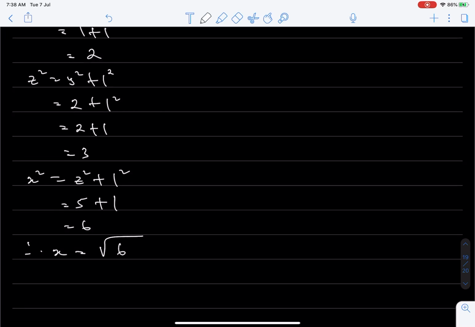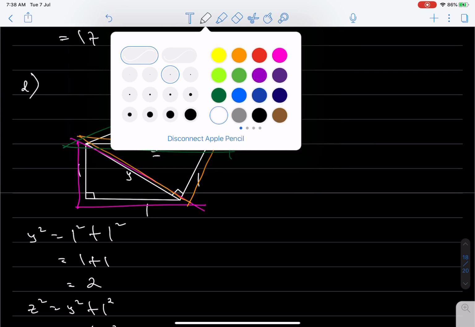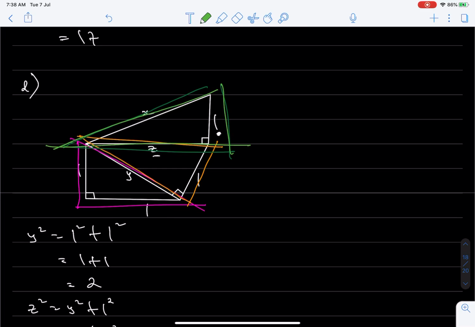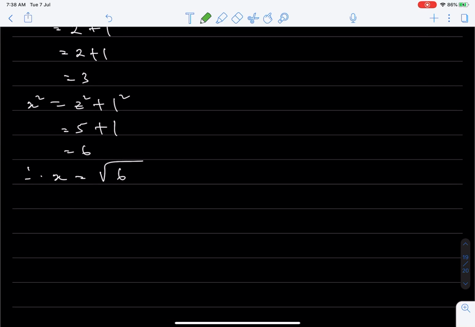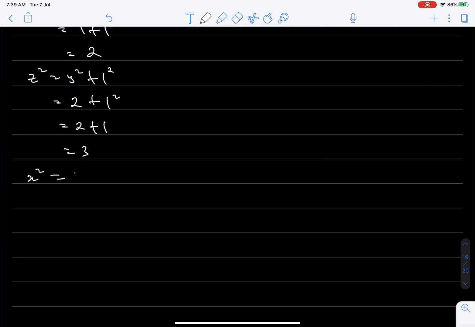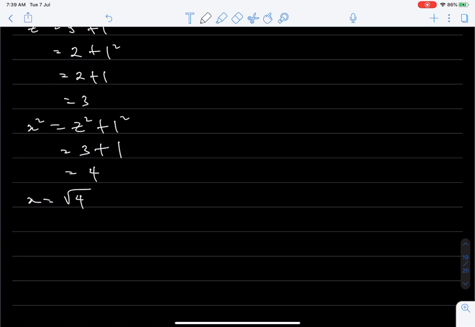And then if we go to this triangle, which has x as its hypotenuse, sorry about that mistake. If you now check this triangle which has x as its hypotenuse, x squared in that triangle is going to be z squared plus 1 squared. And we know z squared already, which is 3, plus 1 squared, which is 1, and that means 4. So x is the square root of 4, and that's 2. So x equals 2 units. So x is simply 2.